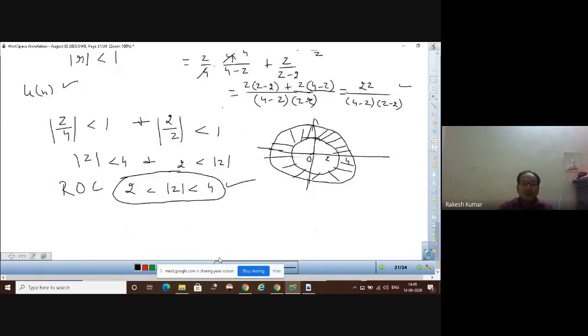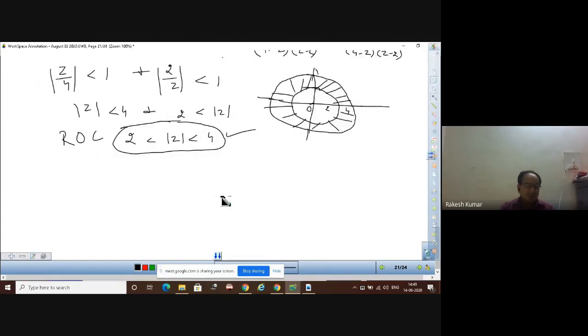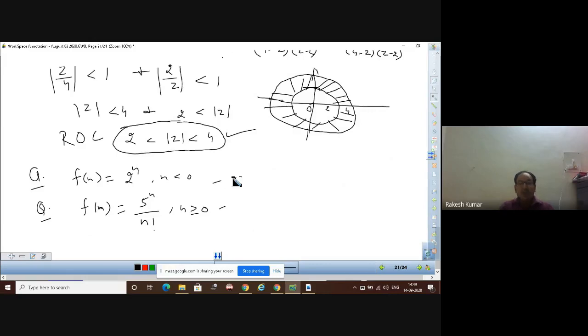So for practice, you can do some questions at home. I give you the questions. The first question is, suppose we have f of n equal to 2 power n, for n less than 0. We just do this question. And the second question, the function can be written in terms of f also. That is 5 power n upon n factorial, for n greater than or equal to 0. So you do these questions as practice, as a home assignment.